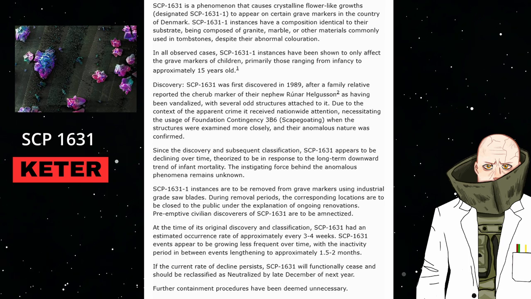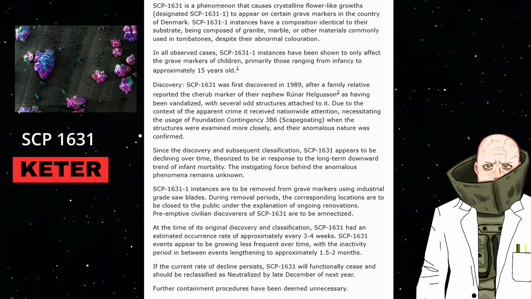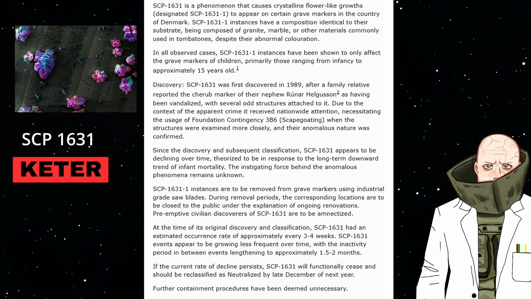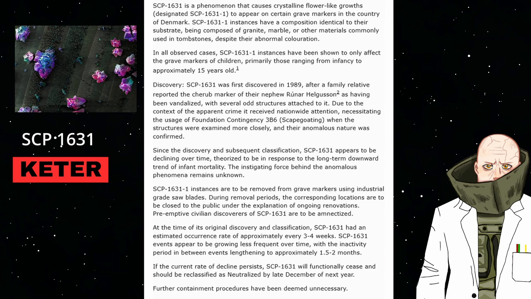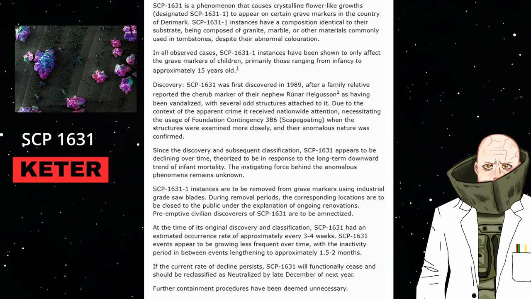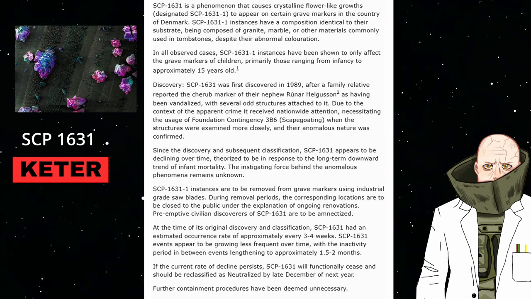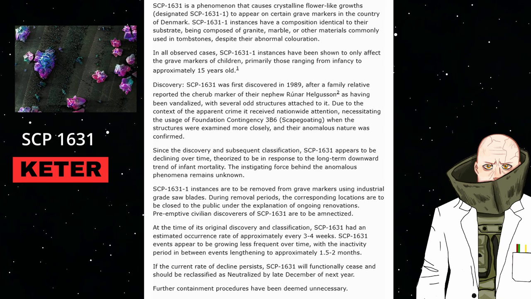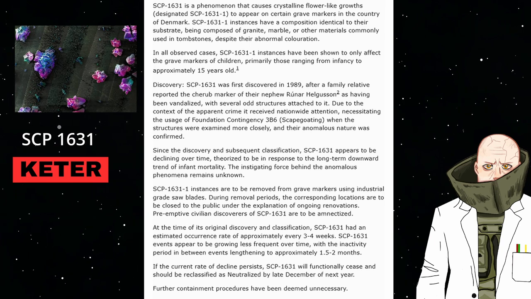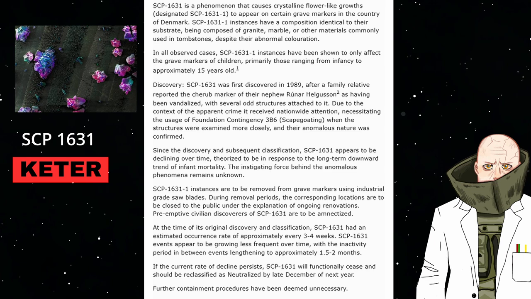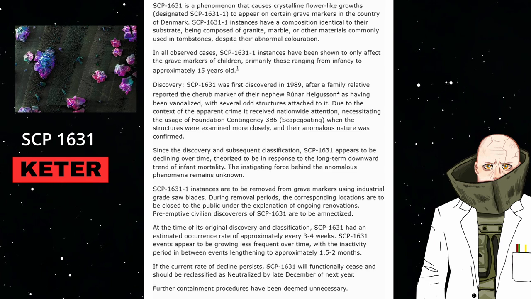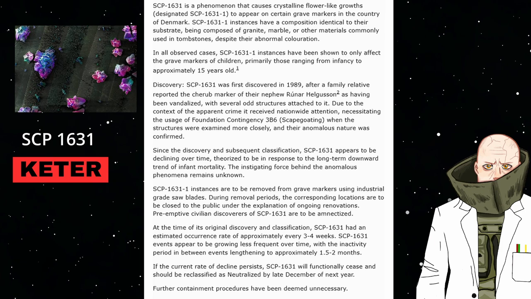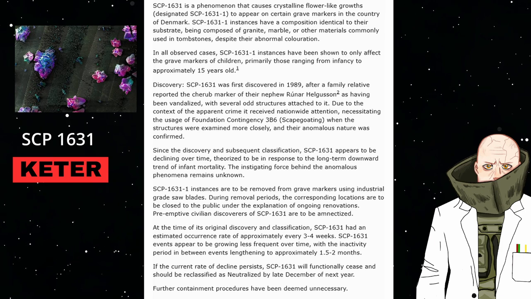At the time of its original discovery and classification, 1631 had an estimated occurrence rate of approximately every 3 to 4 weeks. 1631 events appear to be growing less frequent over time, with the inactivity period in between events lengthening to approximately 1.5 to 2 months. If the current rate of decline persists, 1631 will functionally cease, and should be reclassed as neutralized by late December of next year. Further containment procedures have been deemed unnecessary.